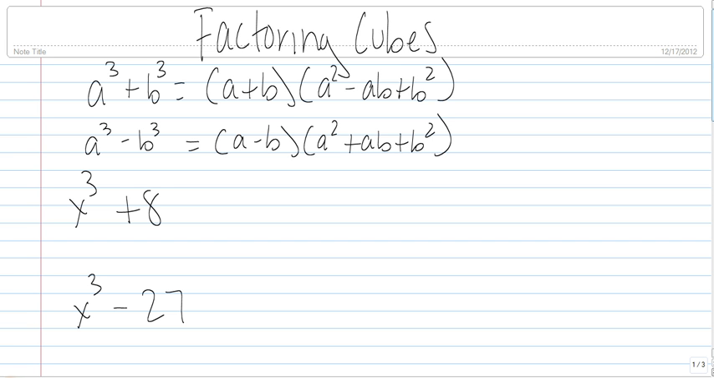So now here's my first example, x to the third plus 8. So I know I'm going to use my top formula. Now the first thing I like to do is label A and B. This is A and this is B in my original problem. Now how do you know what this factors down to?